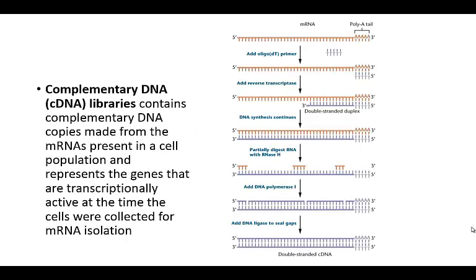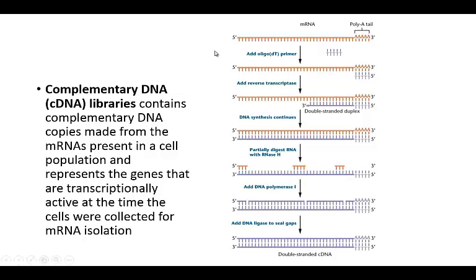cDNA libraries, or complementary DNA libraries, are going to contain DNA copies that are made from the mRNA present in a cell. So what it represents are all of the genes that are active at the time the cells were collected for mRNA isolation. You can collect cells, treat them with different conditions, and then perform this technique so you can see what RNAs were active under this condition, or what RNAs were active under that condition, and compare them.